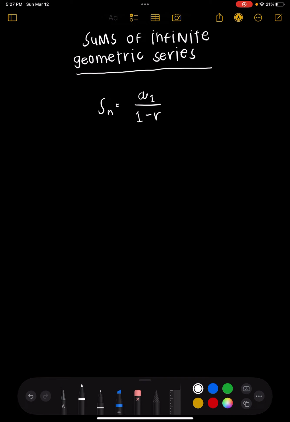But in order for this to work, your r has to be in between -1 and +1. If it is not in that section of numbers, then there is no sum. You can't do it. It just goes on forever and ever, which means that your sum would be infinity. So in order for this equation to work, we need that r to be somewhere in between -1 and +1. So that's the first thing we have to check when we're doing these examples. Let's start with the first example.